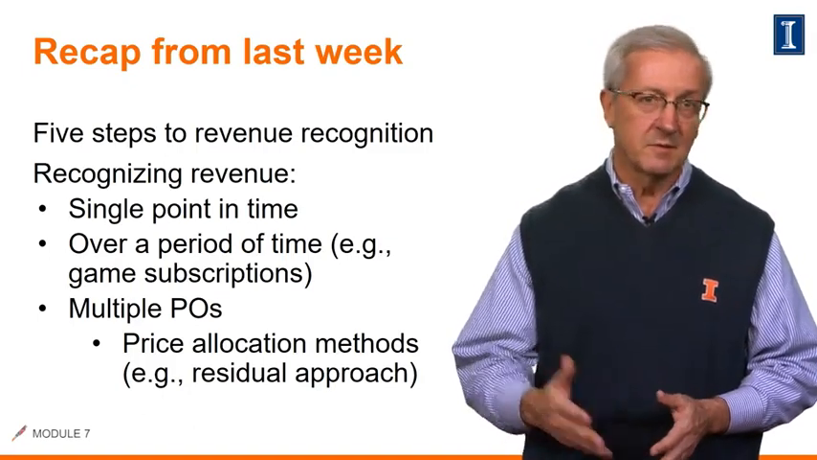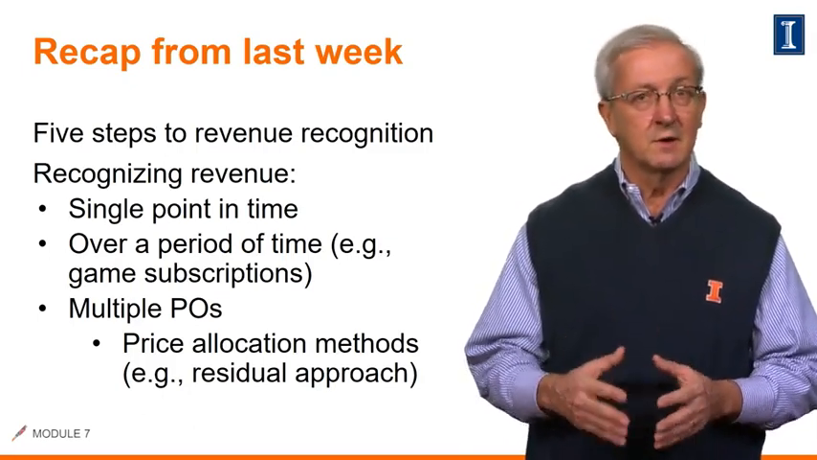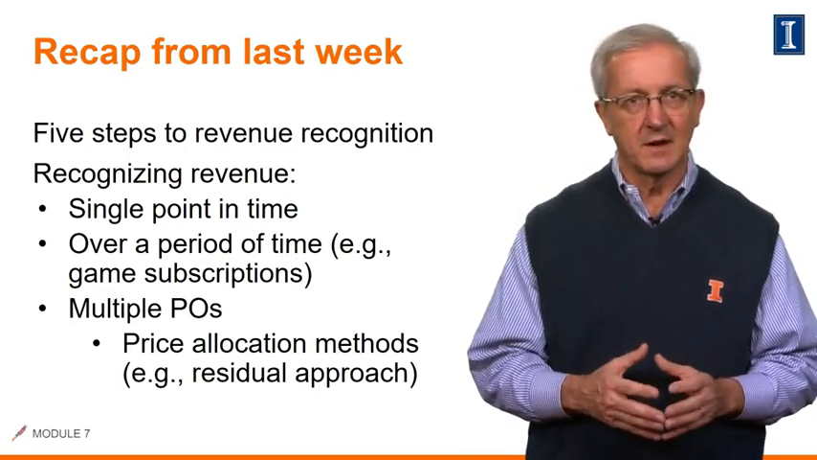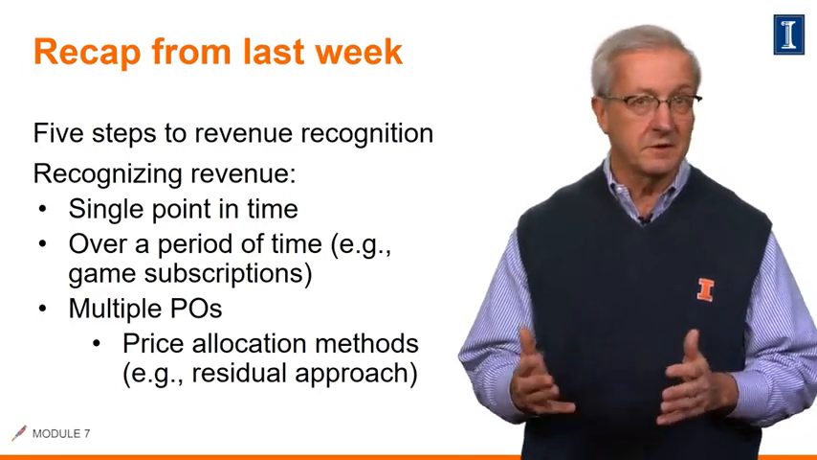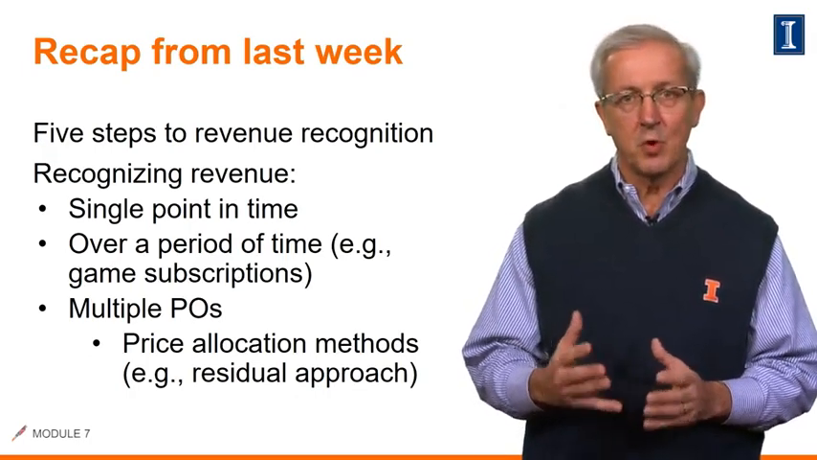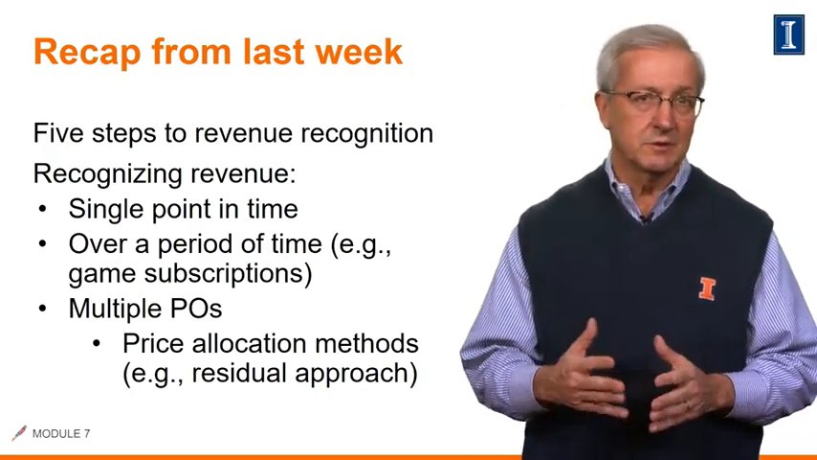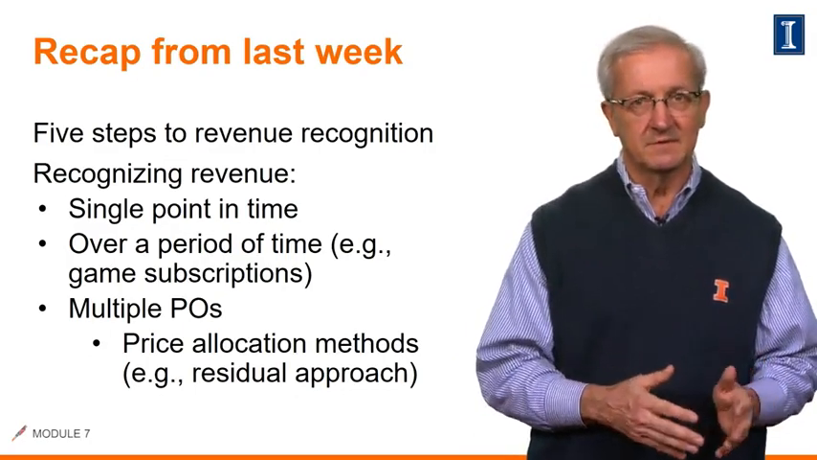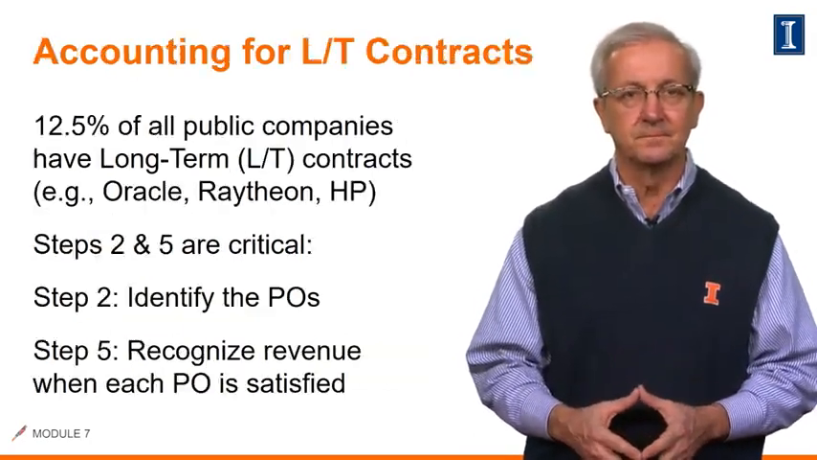the 5th one is to recognize the revenue when each performance obligation has been satisfied. Some other issues we talked about last week were recognizing revenue at a single point in time, or possibly over a period of time, such as the gaming subscriptions example. And finally, we talked about multiple performance obligations, where we use the price allocation methods, such as the residual approach.